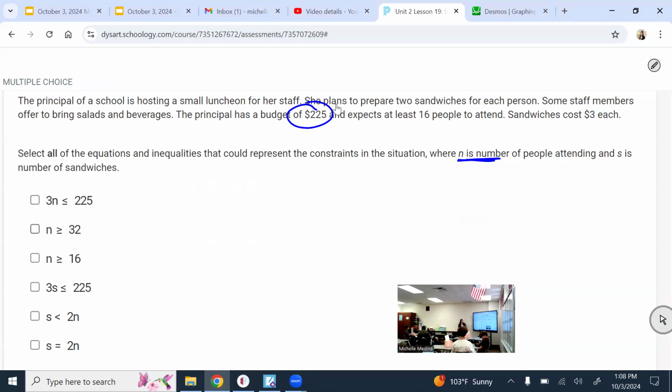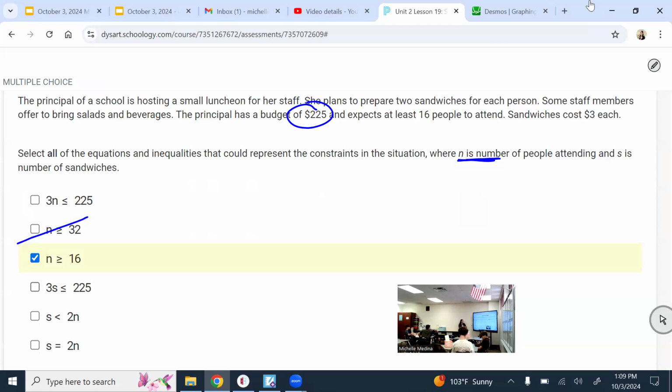N greater than or equal to 32. Does it say that she wants more than 32 people at this luncheon anywhere? So then I wouldn't pick that one, because n is for number of people. Maybe if it was sandwiches, it sounds like they want each of the 16 people to have sandwiches, but that's not what that variable is. n greater than or equal to 16. Yeah, we want at least 16 people, so we can have more, we can have exactly.